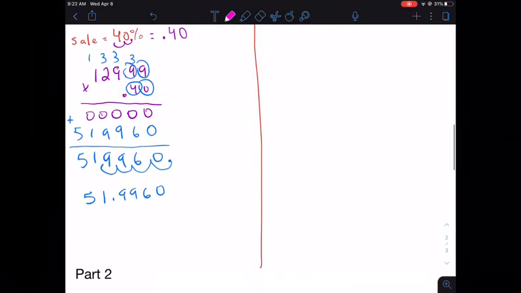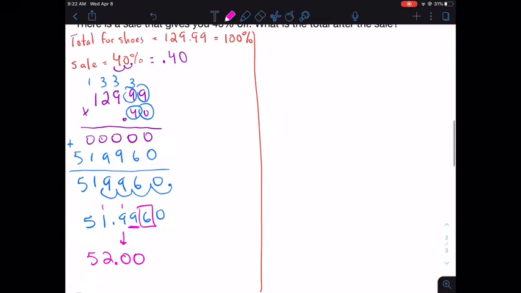So let's round to the nearest hundreds place. That is this number 9. To the right is 6. Is 6 bigger than 5 or smaller than 5? It's bigger, so we're going to go up. So it goes from 10. But now you add the 1 here. That's also 10. Point. So now it is $52. That's how much the sale is.